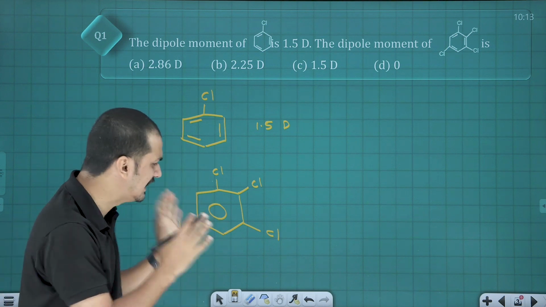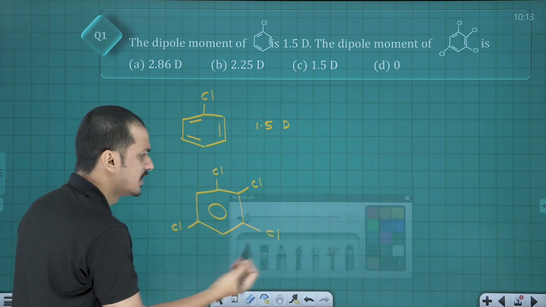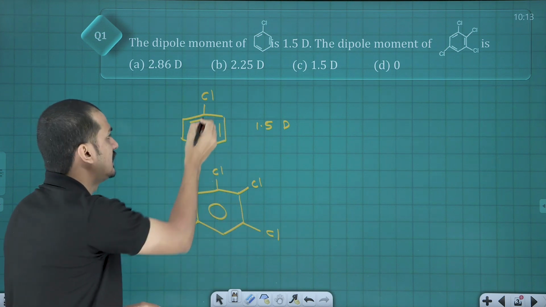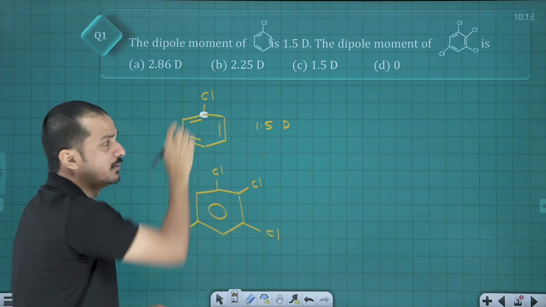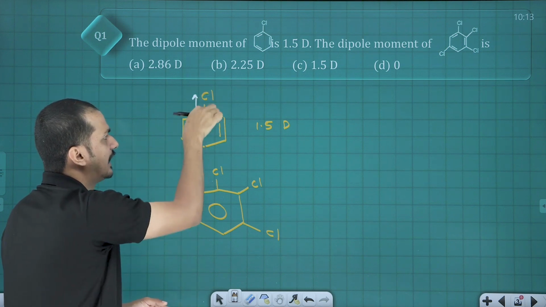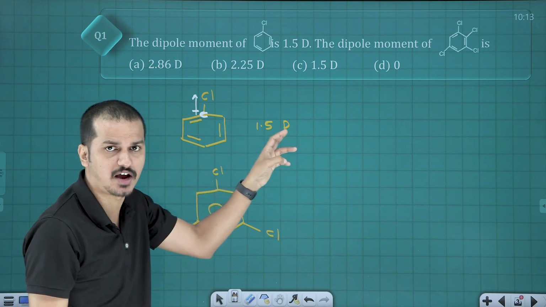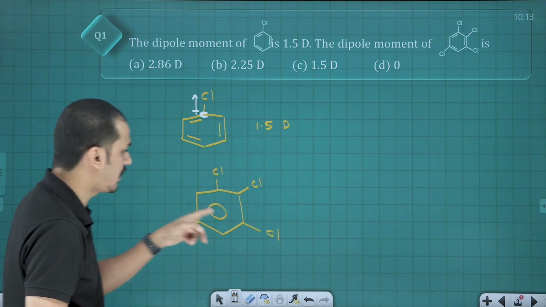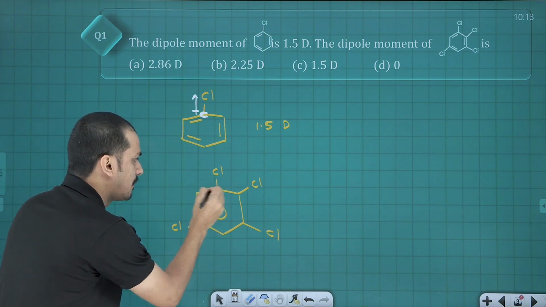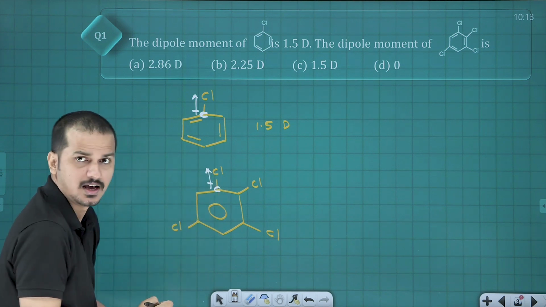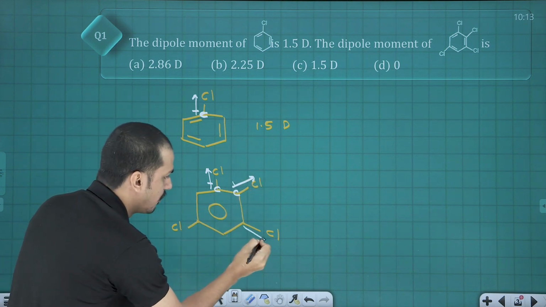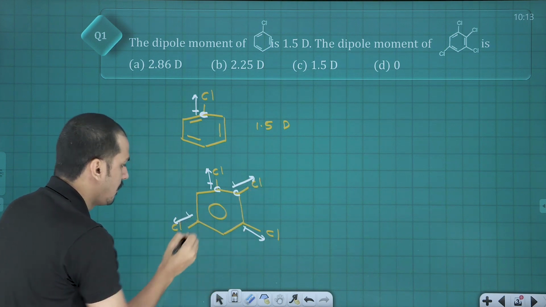So the idea is very easy, very simple. How will we solve it? In chlorobenzene, the polarity is generated at the carbon-chlorine bond. Chlorine is highly electronegative, so it withdraws the electron towards itself. Because of that only we are getting this 1.5 D. Now we can look at which polar bonds are available here. So in the first case here, carbon-chlorine, one dipole moment is there. And here carbon-chlorine, one dipole moment is there. Here one dipole moment is there, and here one dipole moment is there.